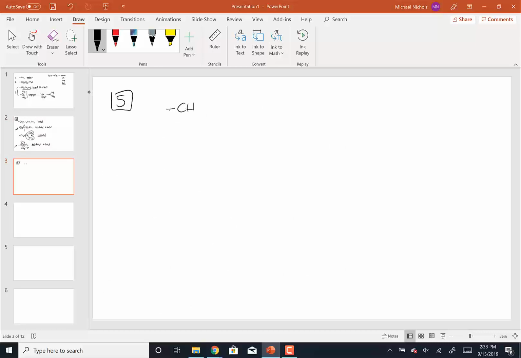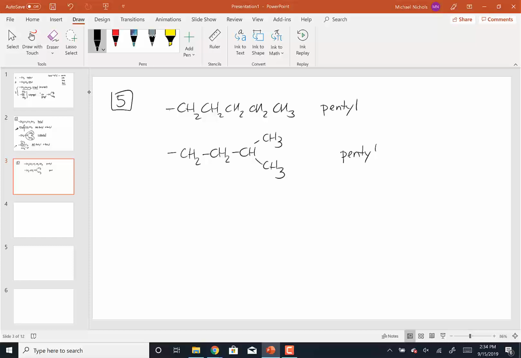So when we go to 5, I'm going to start with the idea of having 5 carbons in a chain, and that's going to be called a pentyl group. We can begin to create other groups. Let's say we've got a CH2 attached to a CH2 attached to a CH with a CH3 and another CH3. This is now a pentyl group, but this is the pentyl group that has the iso in it, so this is called isopentyl.